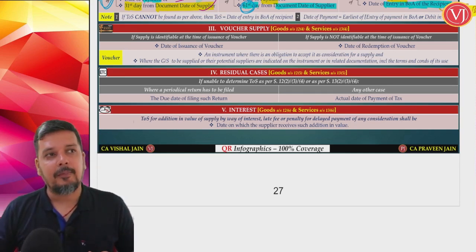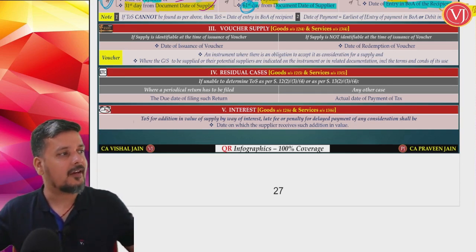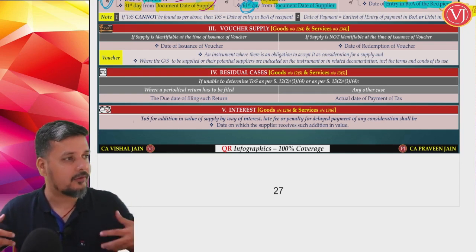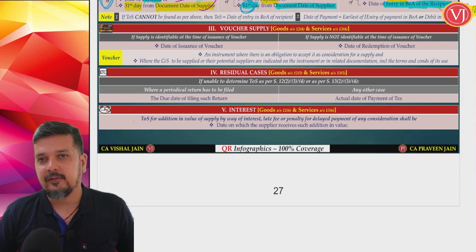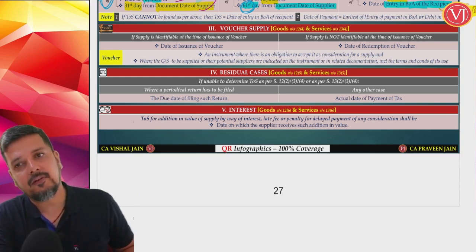So when I have paid advance, I will pay advances to Big Bazaar and Pizza Hut and get the vouchers. Then I'll distribute the vouchers as Tata Limited to my employees. Do you think that employees will use the vouchers at the same time? Few employees immediately.